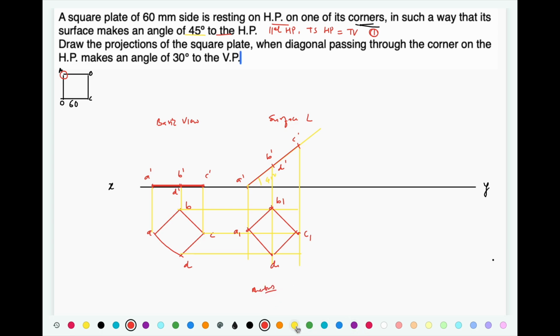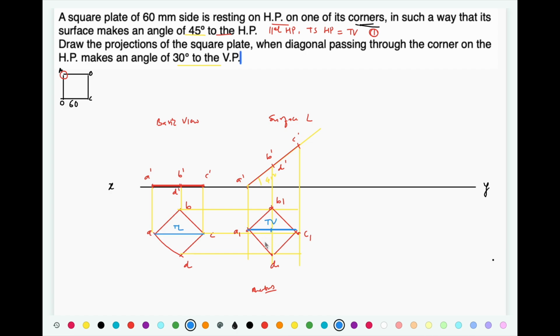Now the diagonal through the corner in HP makes 30 degree inclination with VP. So the diagonal through the corner in HP, this is the diagonal AC. This is true length because we have made that plane parallel to HP. This is A1C1. Here, because of providing inclination to the plane with HP, this length is going to be reduced. So this is going to be a top view.